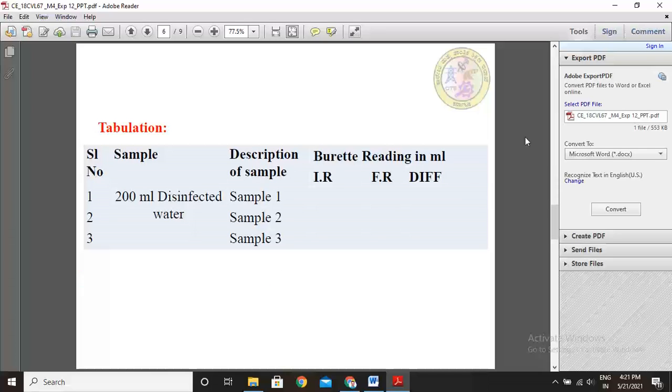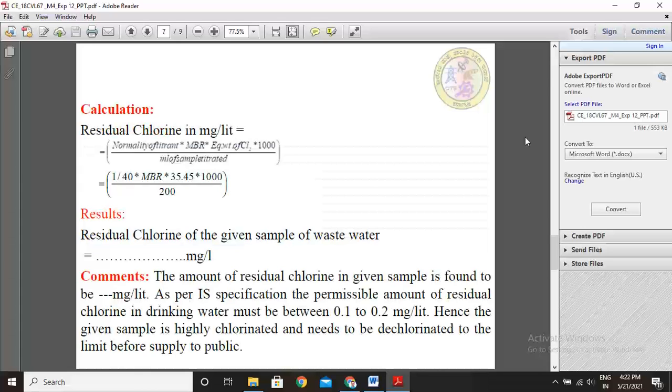Now the tabular column. How to make the table? See, this is the format of the table. Serial number, second column sample, third column description of sample, and fourth column burette reading in mL, that is initial reading, final reading and difference. Here you repeat three trials with the sample, each trial taking 200 ml disinfected water, like sample 1, sample 2, sample 3. Then you note down the readings. Then you do the calculations after getting the 3 trials.